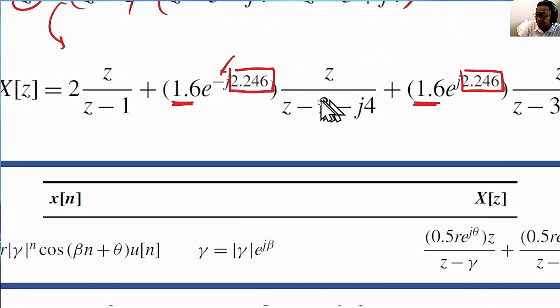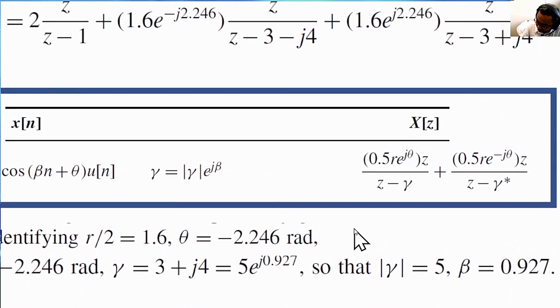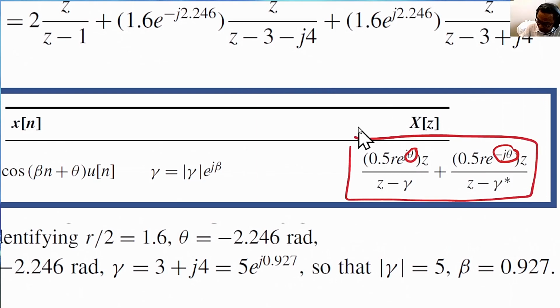The scaling value is magnitude, and we have a complex conjugate pair of angles on the numerator. Now the lookup table also looks the same. You realize that it has an angle here and a minus angle here. Okay, so it's expecting this form. If you don't have this form, you can't use this X of z to get back the x of n.